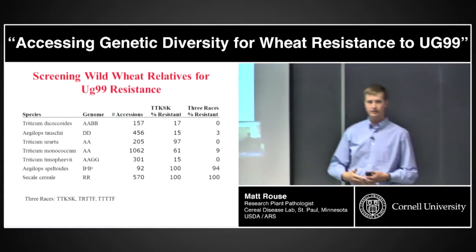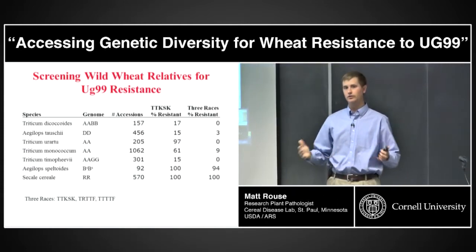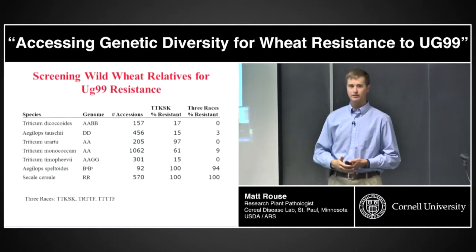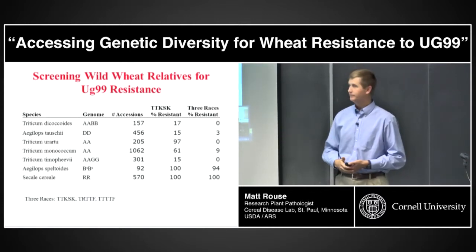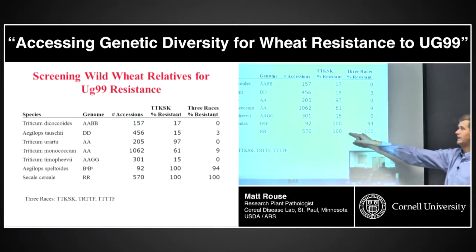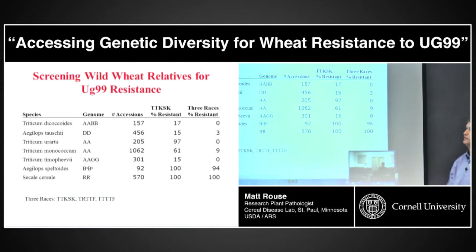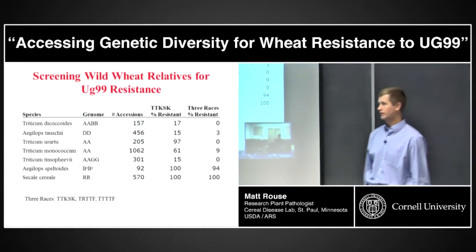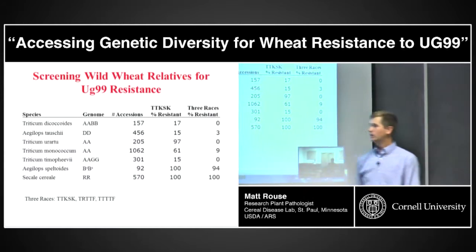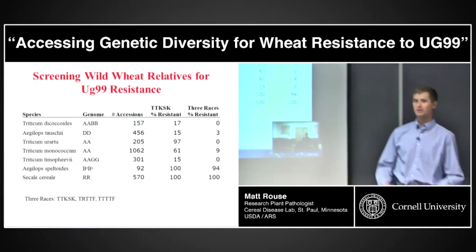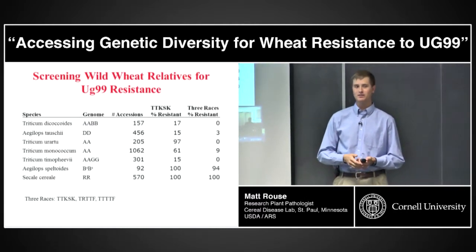And one of the first things that we did was to screen all of those accessions with UG99 just to get an idea of the level of resistance that was out there. We found that there was quite a bit of resistance to UG99, so here's the percentage of those accessions that were resistant. But when we screened those accessions with a couple other virulent races, we found that very few of the accessions were resistant to more than just one race.